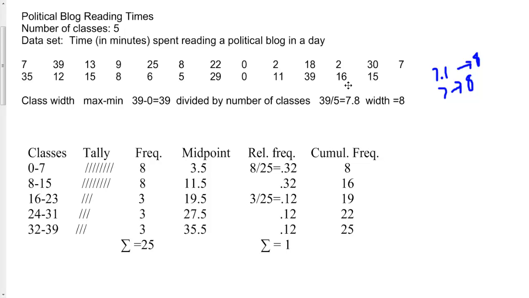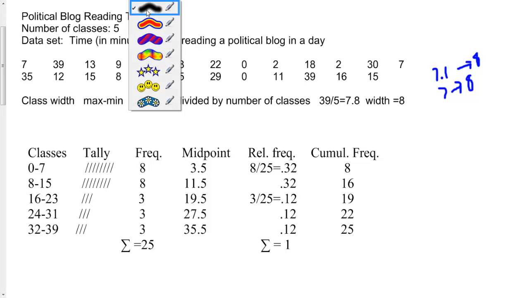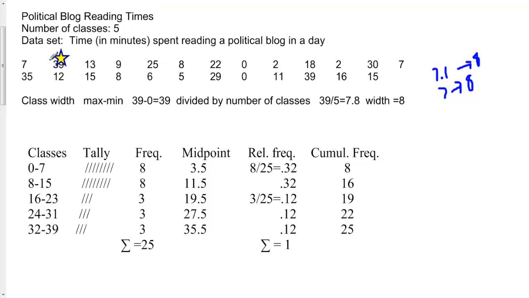So the first thing you would want to do is take your maximum number. Let me grab a pen here. This is the one we're going to take: 39 is my maximum, and my minimum was 0. So 39 minus 0 is equal to 39, and that's your range. That's max minus min.